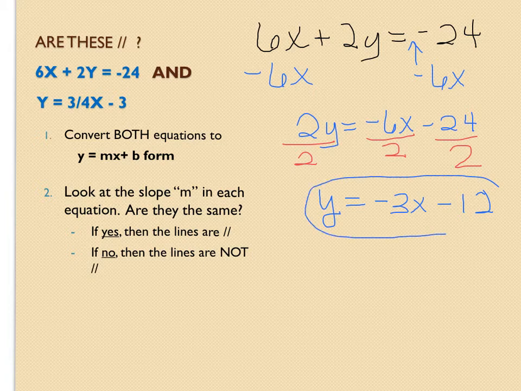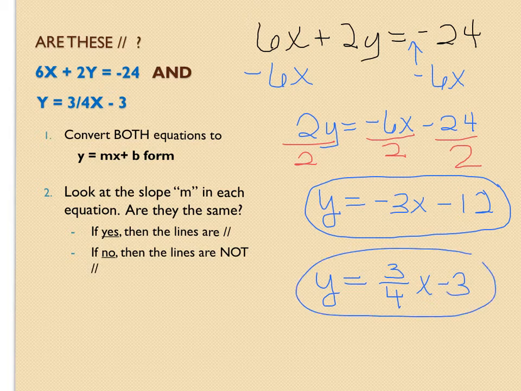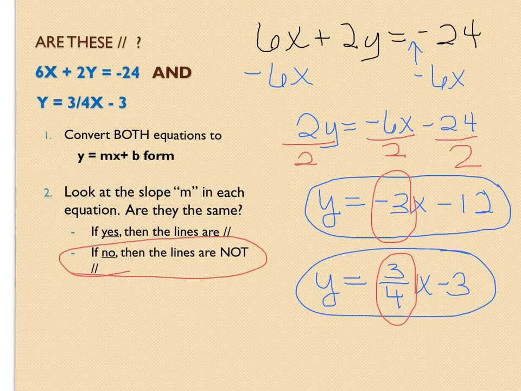So now I have my equation in y equals mx plus b form, and I can compare it to the other equation, which was already in y equals mx plus b form. And I can look specifically at the slopes, and I ask myself, are they the same? No, they're not. And since they're not the same, they're not parallel lines. They're going to eventually cross, because the bottom one is moving up and over at a rate of up 3 and over 4. But this equation is moving at a rate of up 3 over 1, and eventually they are going to cross each other.